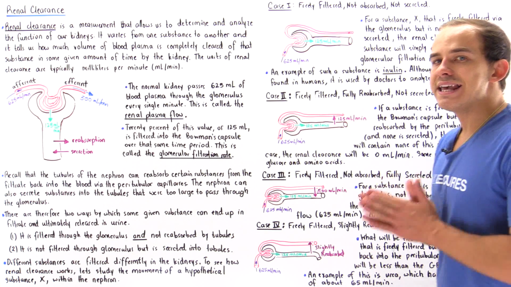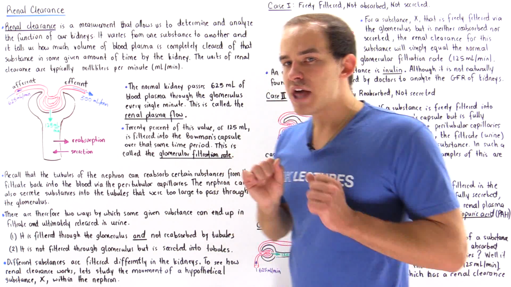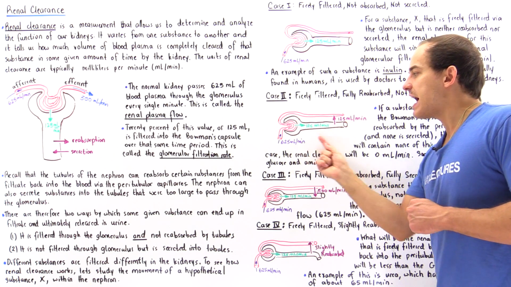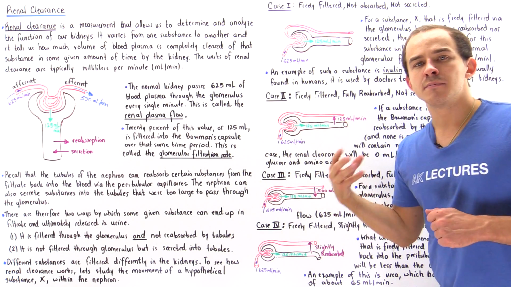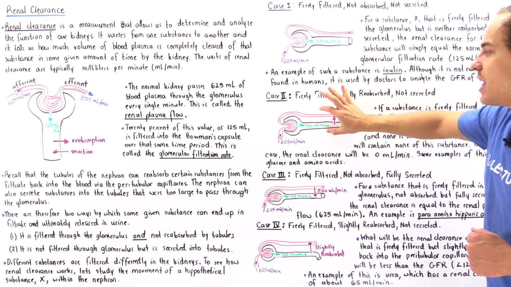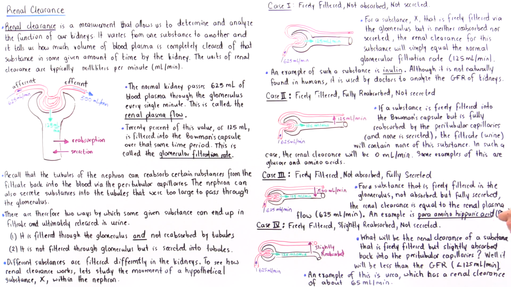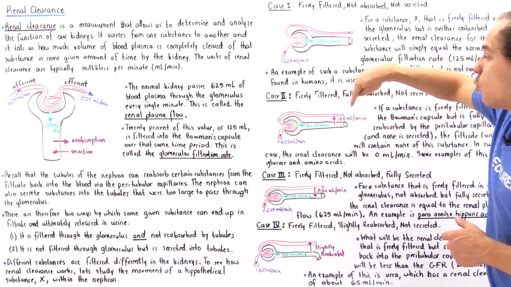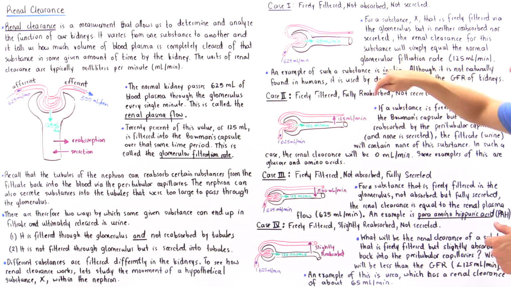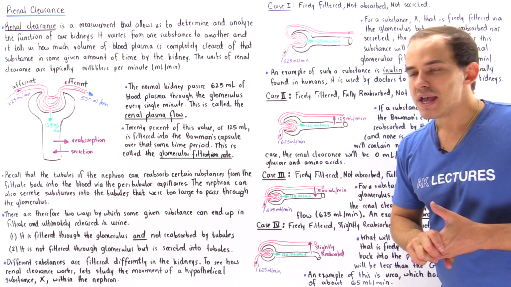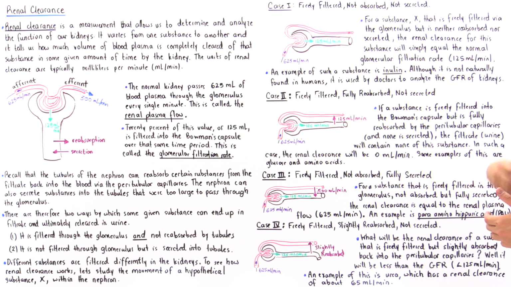Now, because it is fully reabsorbed, that means all that substance found within the 125 milliliters per minute is completely reabsorbed back into the peritubular capillaries that are found in close proximity to the tubular section of the nephron. And that means 125 milliliters per minute will basically be filtered back into our body. Now, what does that tell us about the renal clearance of such a substance?